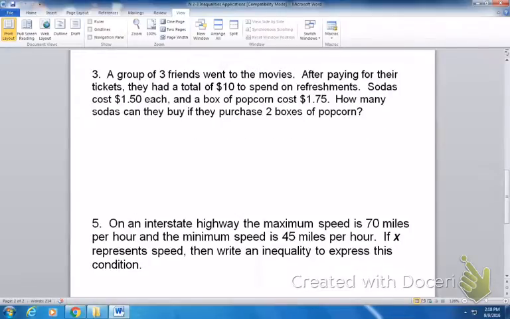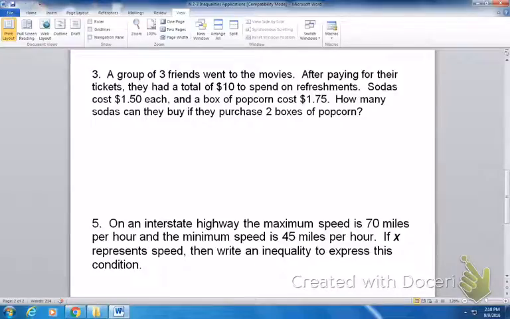It says a group of 3 friends went to the movies. After paying for their tickets, they had a total of $10 to spend on refreshments. Sodas cost $1.50 each, and a box of popcorn costs $1.75. How many sodas can they buy if they purchase 2 boxes of popcorn?